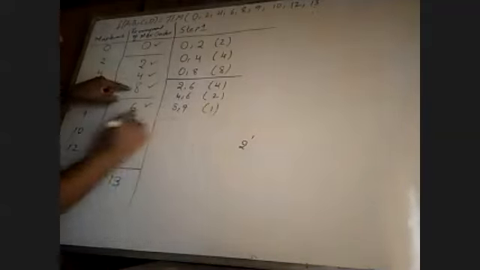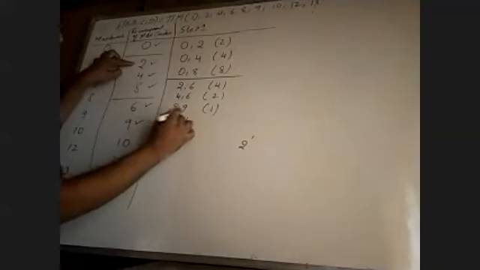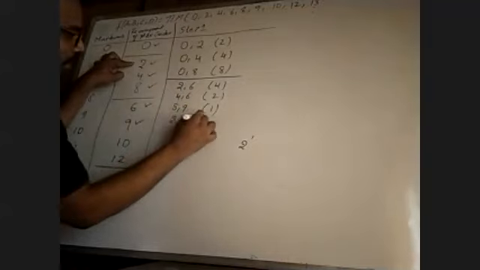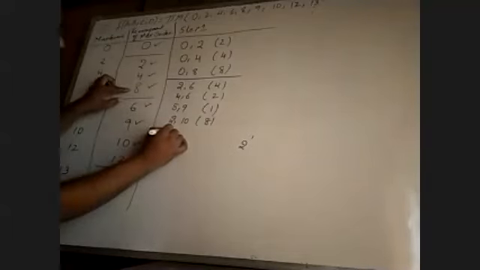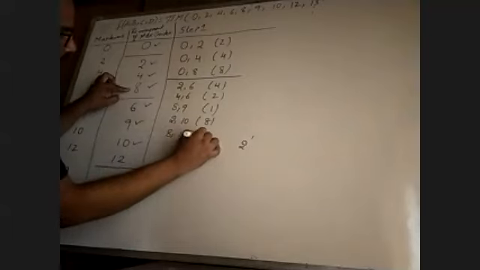Next, going with 9. 9 minus 2 is 7, not valid. 9 minus 4 is 5, not valid. 9 minus 8 is a valid comparison. We can write 8, 9. The difference is 1. Take a tick mark here. Next, 10 minus 2 is 8, so 2, 10 with the difference 8. Take a tick mark. Next, 10 and 8, the difference is 2. We write 8, 10 with the difference 2.